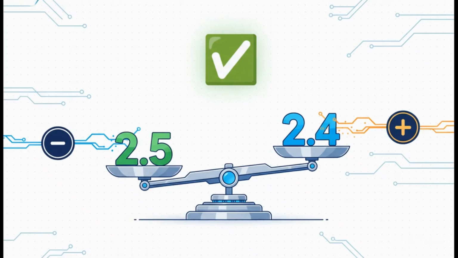So let's do the math. On the left, 4.6 minus 2.1 is 2.5. On the right, 1.5 plus 0.9 is 2.4. So that whole complicated thing really just boils down to one simple question. Is 2.5 greater than 2.4? You bet it is. So the statement is true.